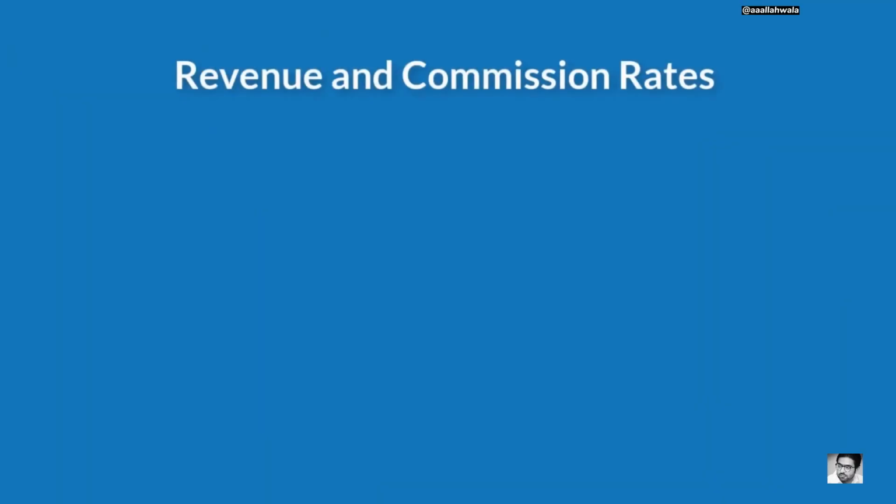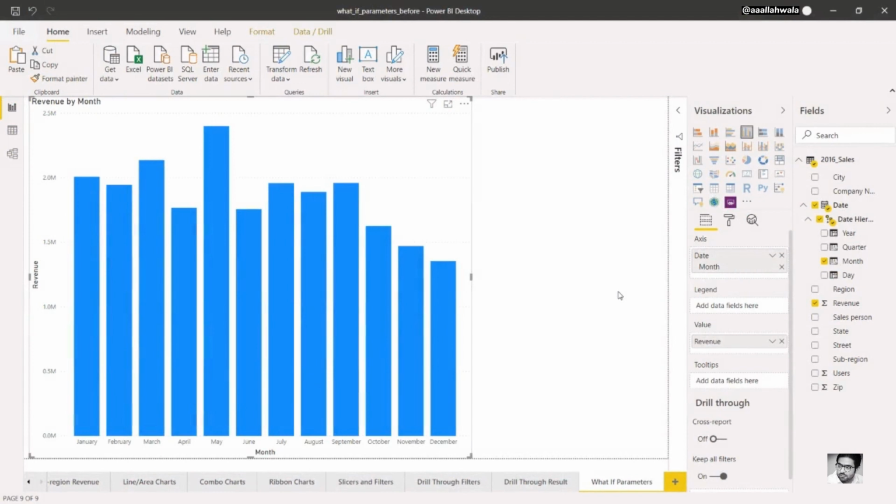The company's revenue is entirely generated by its salespeople. When a sale is made, the salesperson receives a certain percentage of the sale as a commission. The company is currently setting the commission percentage for the next year. As part of this process, they want to analyze the impact of various possible commission rates on monthly revenue. We can do this using a what-if parameter.